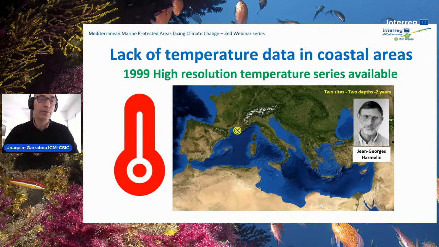And the few that we had have been implemented by Dr. Jean-Georges Armelin from the Station Marine d'Endoume in Marseille. And we started to promote the implementation of this temperature series, the acquisition of high resolution temperature series, because this was really important to know what was going on in the coastal areas. And this is the protocol that is going to be shown by Nathaniel.